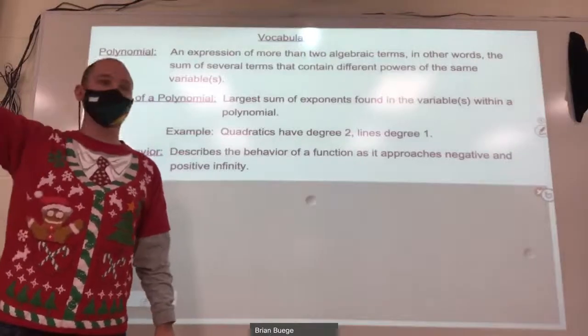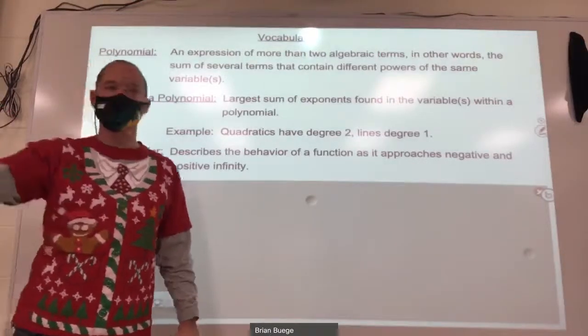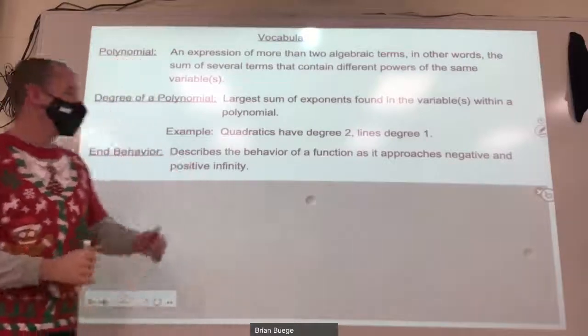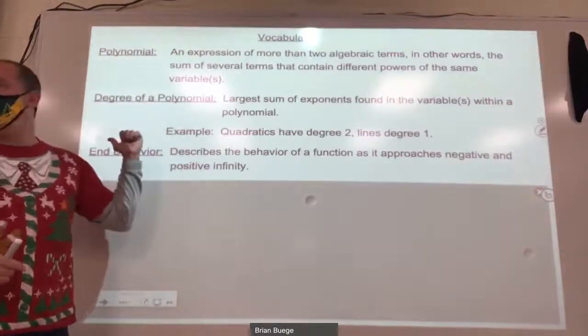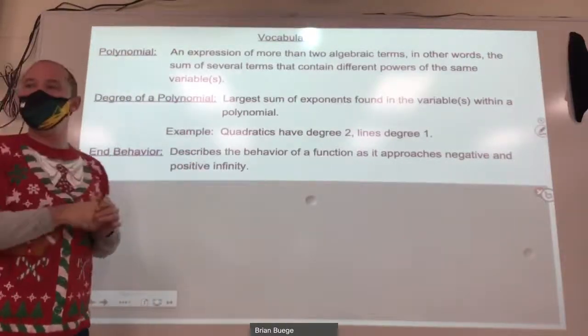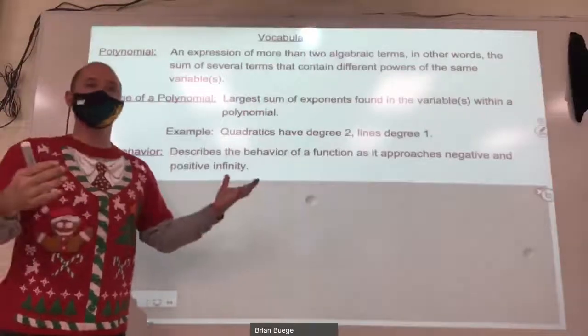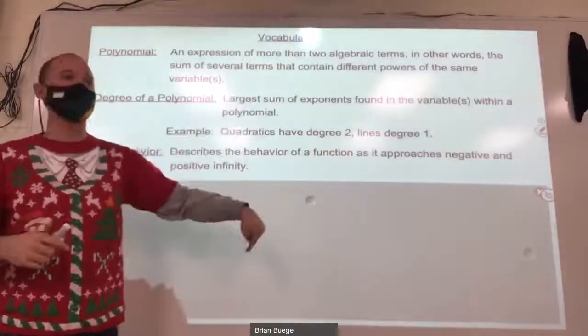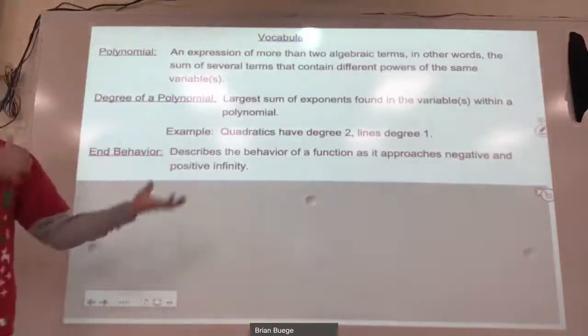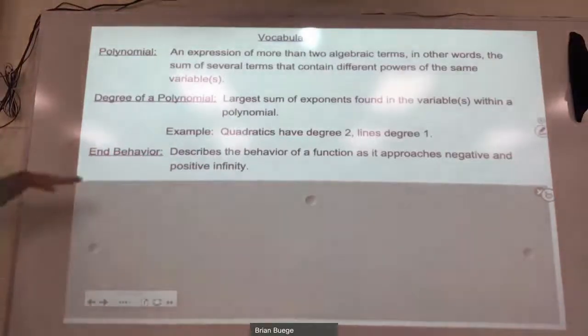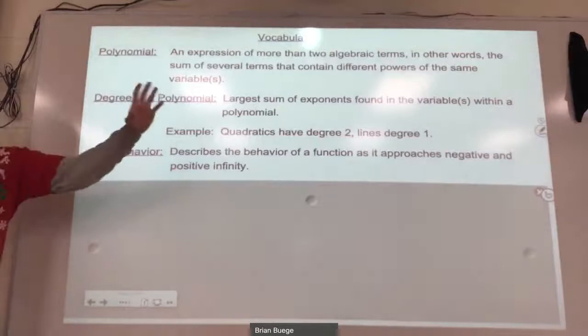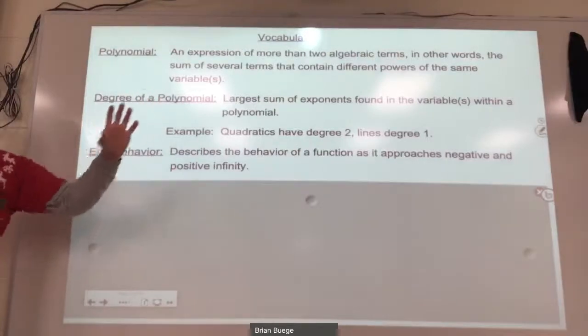Is it getting really big? Is it getting really small? Is it approaching a number? What's going on? Or as x goes to negative infinity, if we go way back into the past, what's happening to y? Was it way up there? Was it way down there? Where is it? We'll get into some problems to take a look at that. But the idea is we're looking at the two ends of the graph, positive and negative infinity.